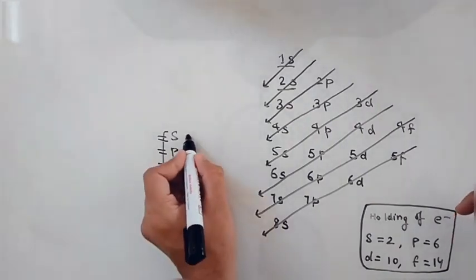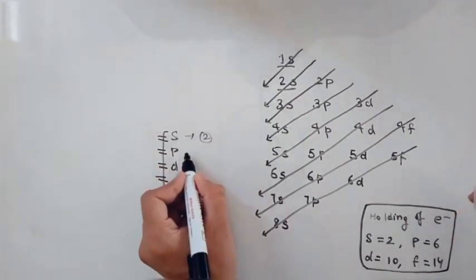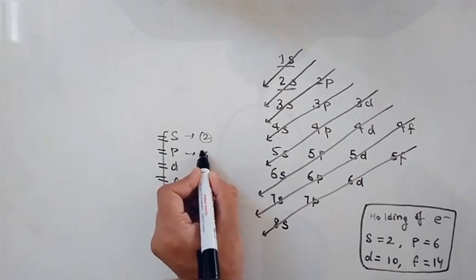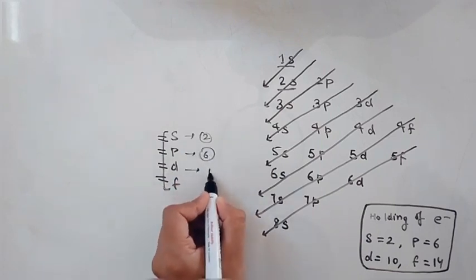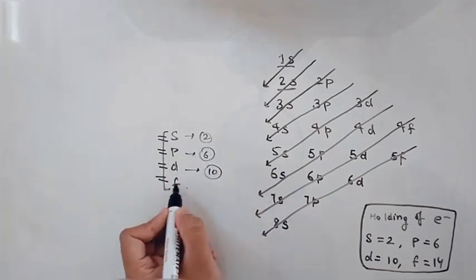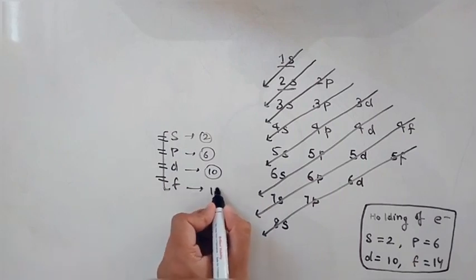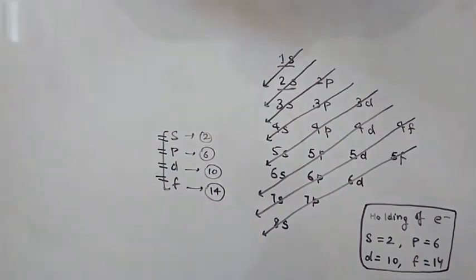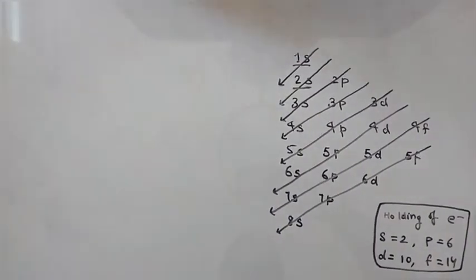So s can hold up to 2 electrons in its orbital, p can hold up to 6 electrons, d can hold 10 electrons, and further the f can hold 14 electrons in its orbital. Now let's try to see some examples and fill the electrons in the orbitals for that particular element.